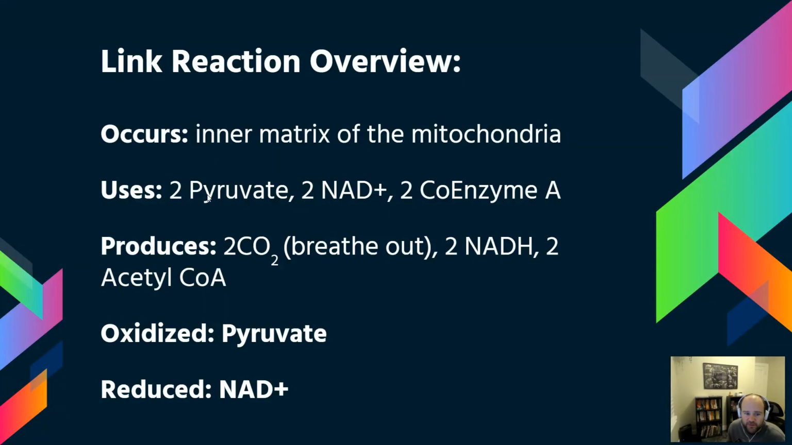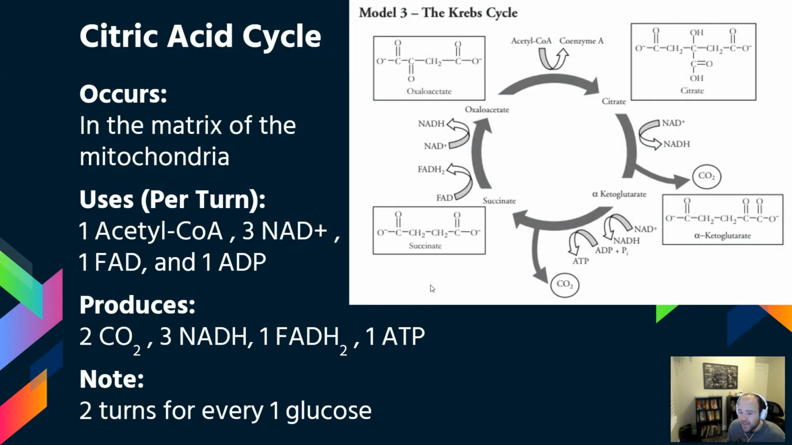So, two pyruvates go in, we breathe out two carbon dioxides, we make two more of these high energy shuttles that we'll be using at the end, and then we have two acetyl coenzyme A's that will enter the citric acid cycle. So you'll notice sometimes it's shown as the Krebs cycle, sometimes it's shown as citric acid. You can use either term, they're both acceptable. And they occur in the matrix of the mitochondria.